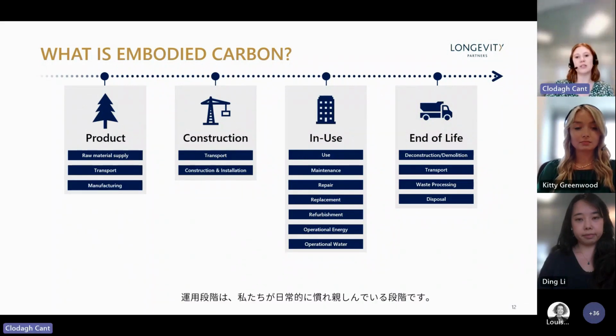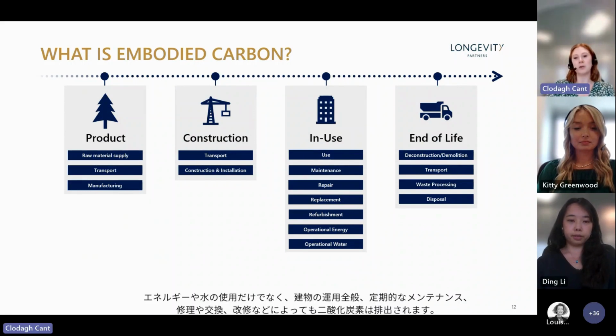The in-use stage is then the stage that we're all familiar with on a day-to-day basis, particularly around how the building is operating. So in terms of how the building is operating in terms of energy and in terms of water. But also within that in-use stage, carbon emissions will arise from how we maintain the building, how we use the building on a regular basis, how we repair or replace or refurbish certain elements within the building.